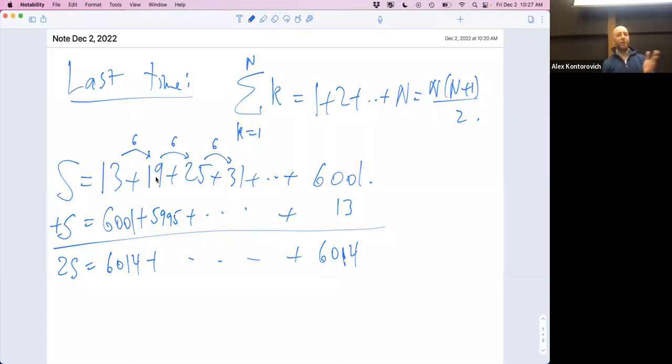Why are the sums all the same? Every time I move over, I go up by 6. Every time I move back, I go down by 6. So this goes down by 6, this goes up by 6. That's why the sums are the same. Does that make sense? And so the only question is, how many terms are there? So this is 6014 times something, and the something is how many terms there are in this sequence.